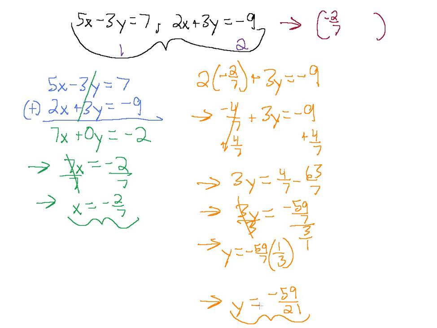We have our x term. Our y term is minus 59 over 21. This is the point on the Cartesian plane where these two lines intersect if we put them on a graph. And we can actually plug both these values in for x and y respectively, and they'll work out for both equations. All right, so we're continuing to solve linear systems by using elimination.